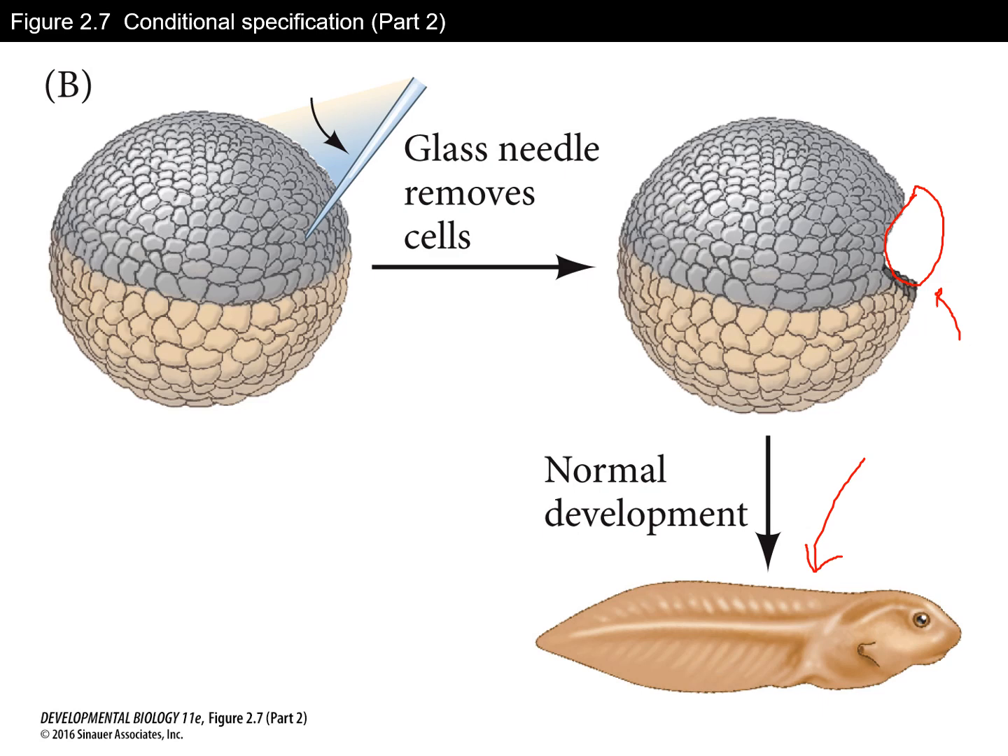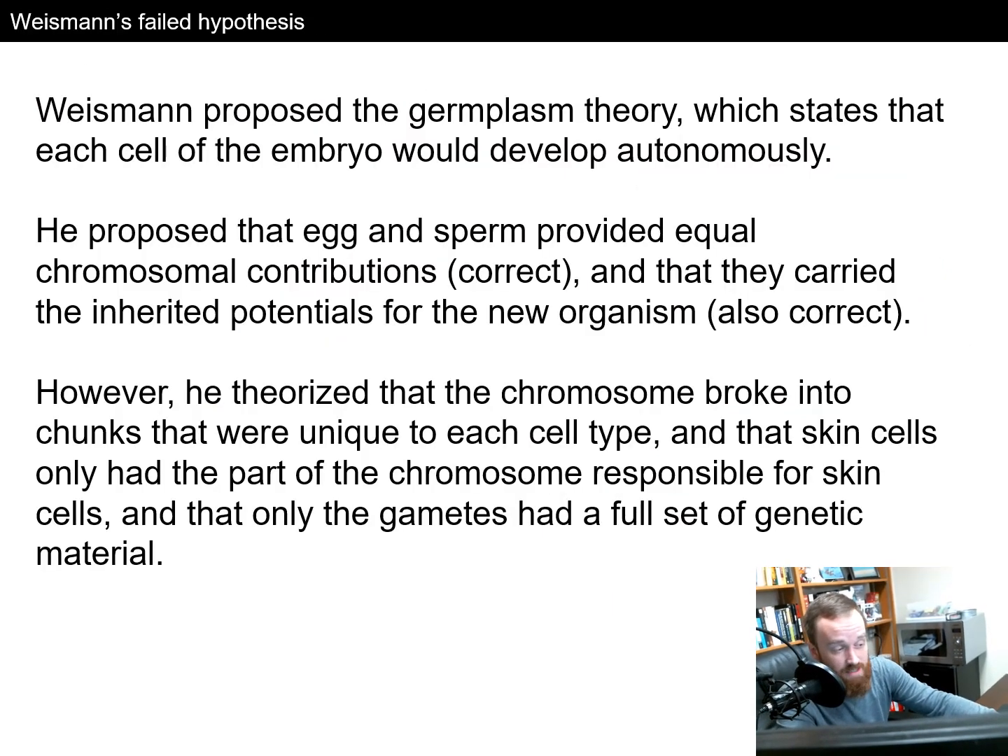The developmental biologist Weismann proposed a theory called the germplasm theory. This is an example of how not everything proposed in science holds up over time, and that our understanding of science changes over time.